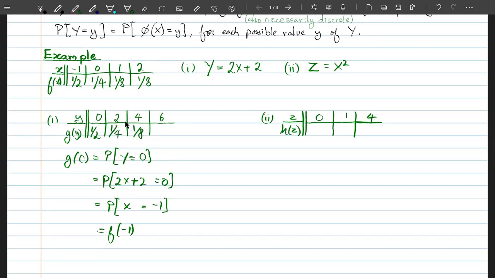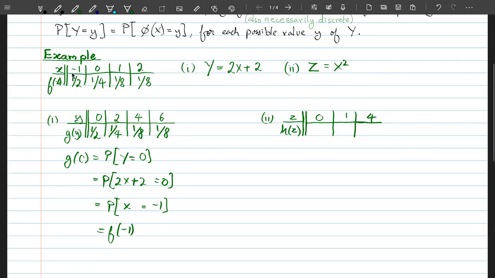And here, in a similar manner, you get 1 by 8 and 1 by 8. So this is a very simple case. Now the other example, where z is equal to x square. Again, for all the possible values of x, what are the possible values of z?